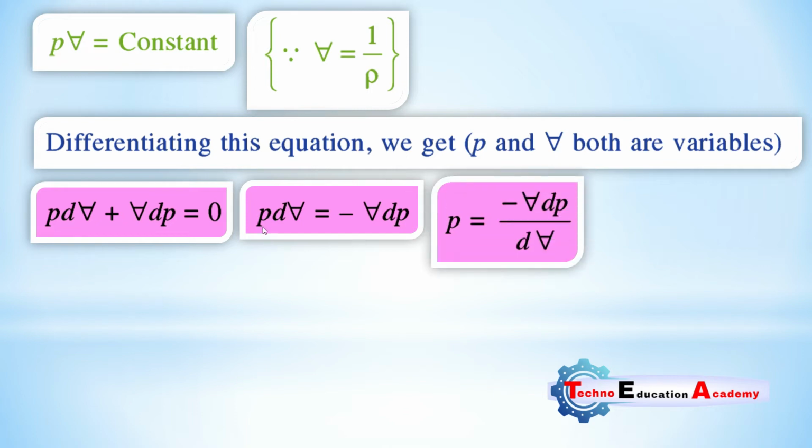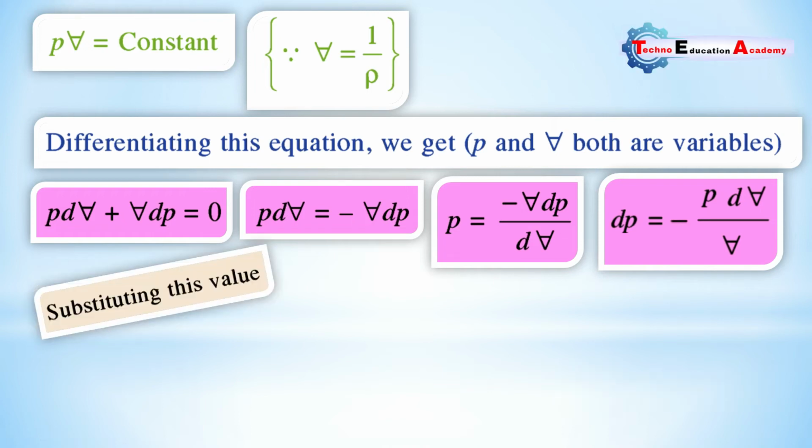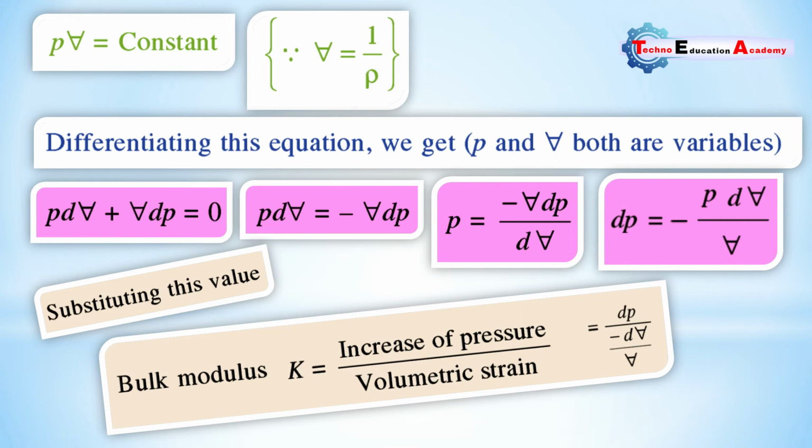Now we make dP the subject. So P equal to minus V dP upon dV. So dP equal to P dV divided by V. Substituting this value in the equation of bulk modulus, K equal to increase of pressure divided by volumetric strain. We have already derived the equation of dP, so put the value of dP from this equation in the equation of bulk modulus.